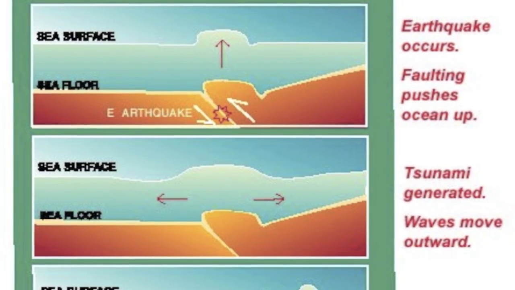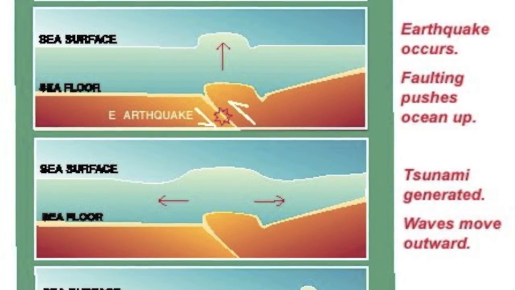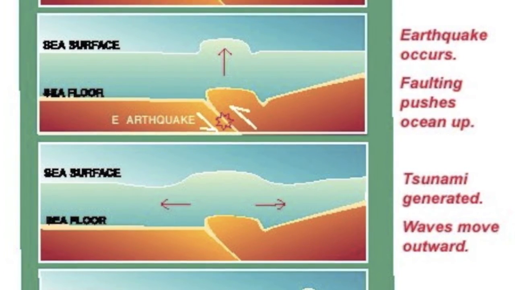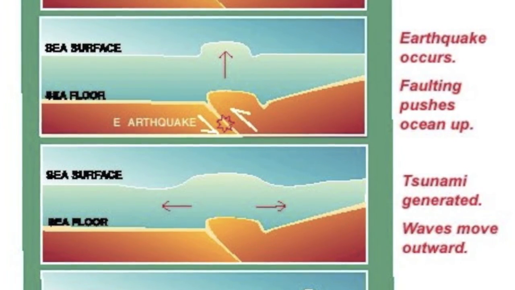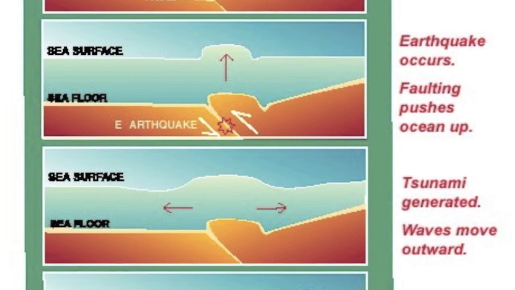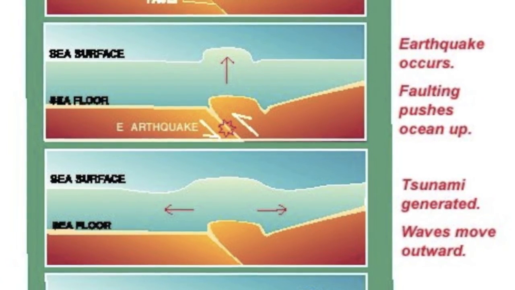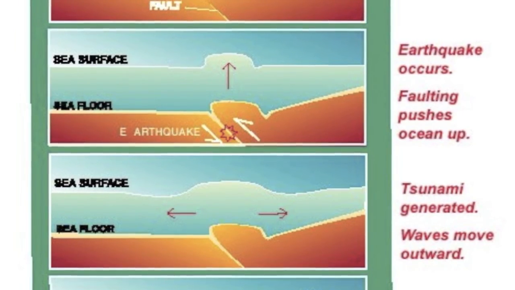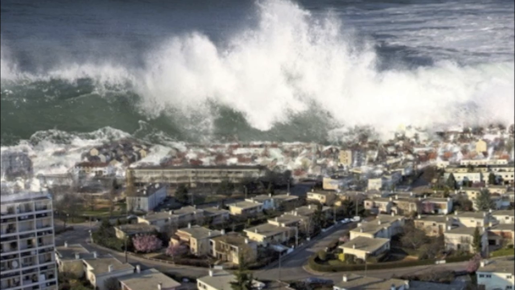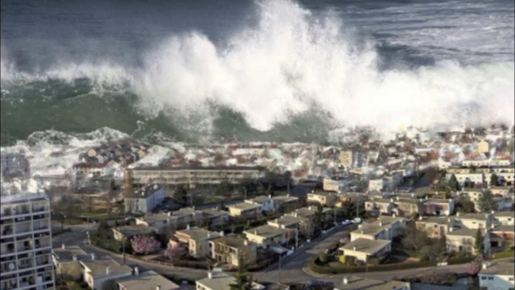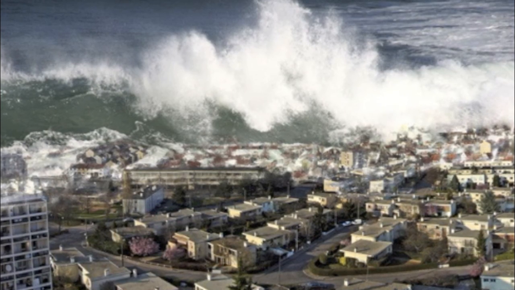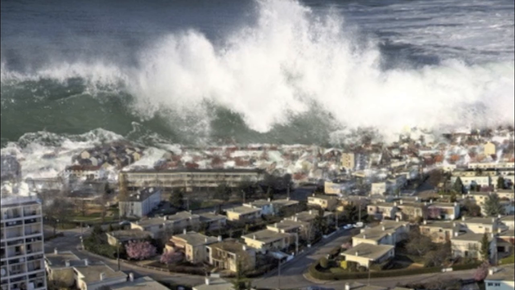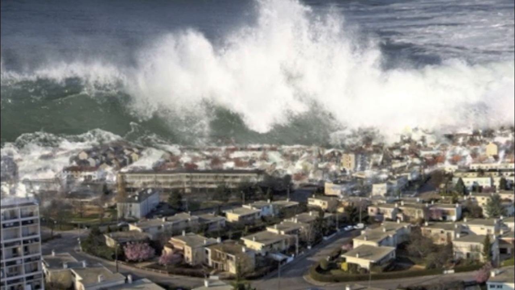In this picture, you can see an earthquake is occurring, and the faulting is pushing up the ocean floor. The tsunami generates, and the waves move outward. As you can see in this picture, a tsunami hit, and it's coming over the big city, and it's going to destroy lots of things. The tsunami is big and giant.